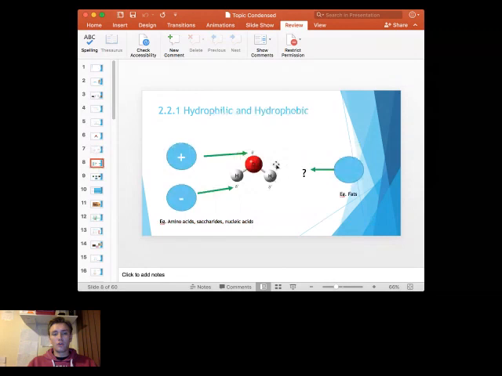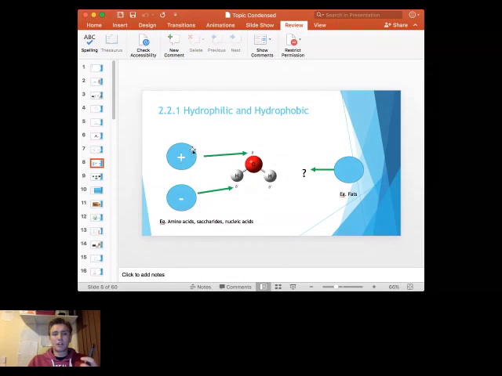Okay, so there's two characteristics or two ways to describe the ways that things can interact with water. Things can either be hydrophilic or they can be hydrophobic. When something is hydrophilic, that means it is attracted to water. So it likes water. That's what the philic means at the end, okay? And something hydrophobic is something that does not like water.